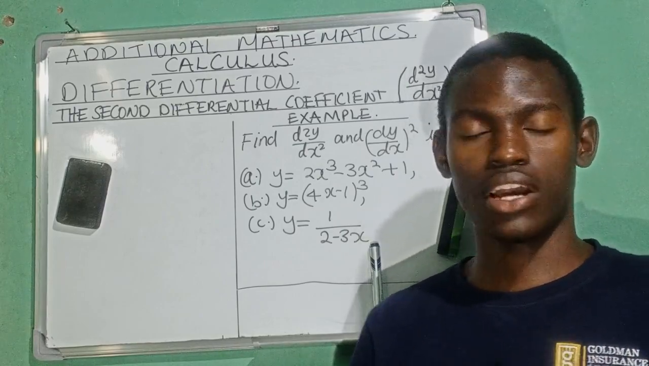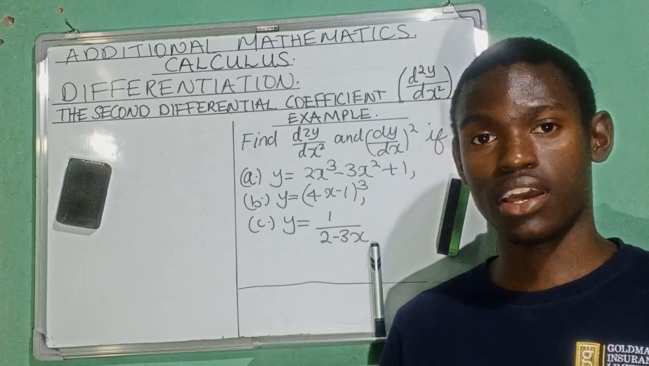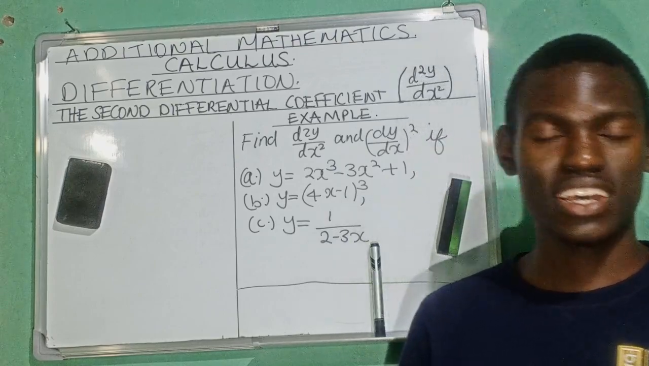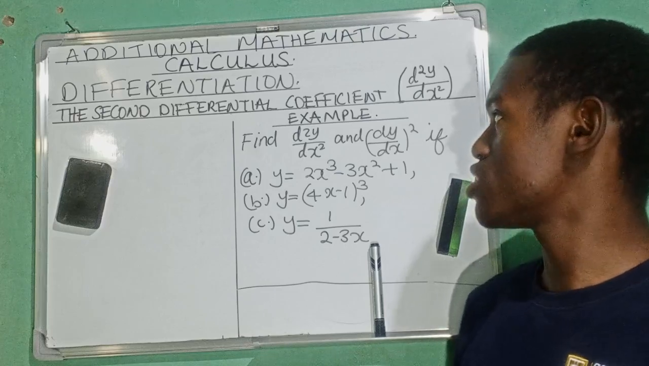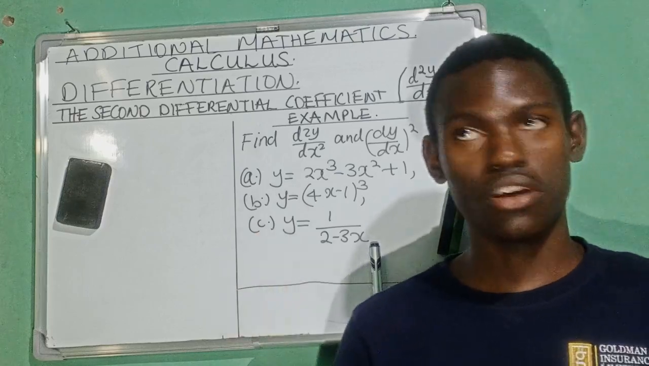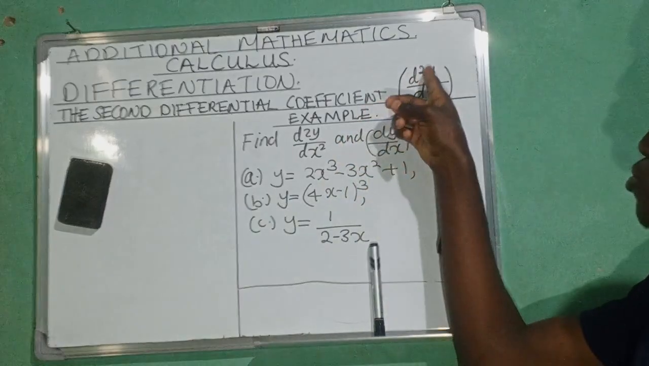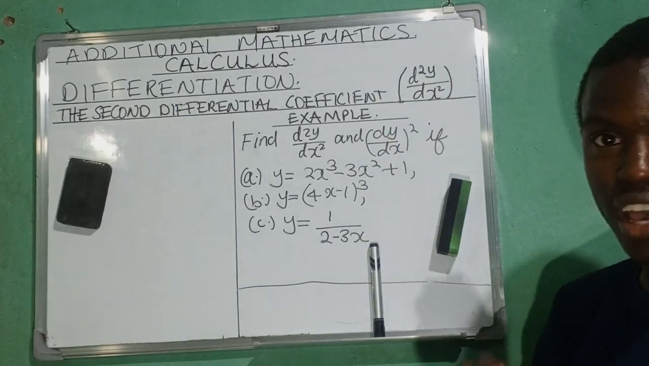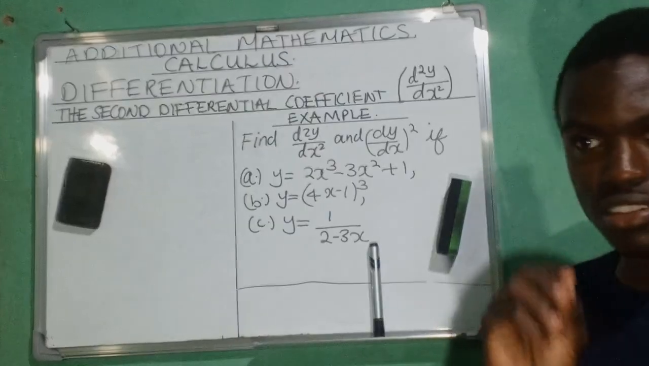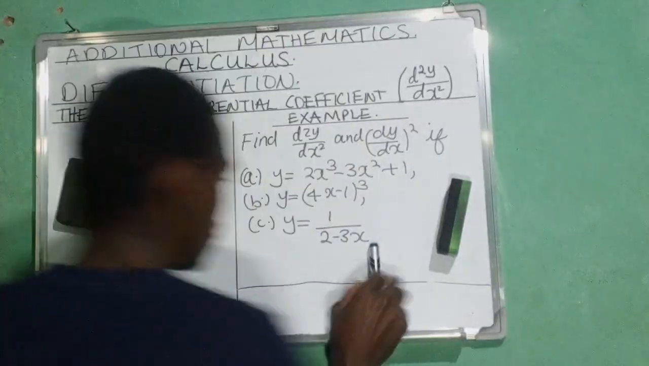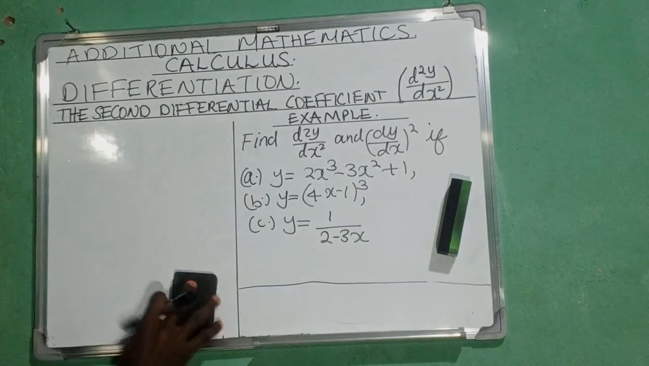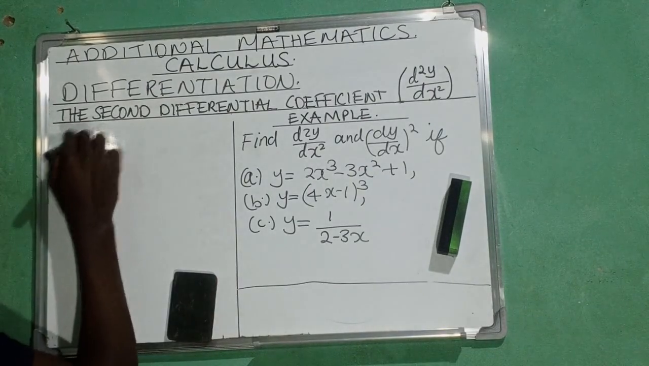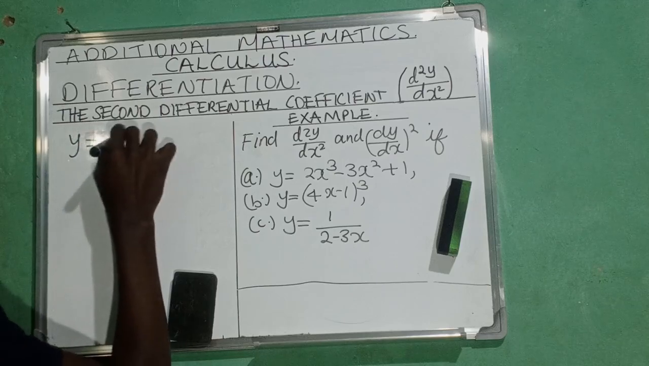So we are continuing on additional mathematics, calculus. This is differentiation. Now looking at the second differential coefficient. That is a subtopic written as d power 2 y over dx power 2. The way you pronounce this, you say d2y dx2, the second derivative. So maybe you can be given a function, for example, y is equal to f of x, like that.